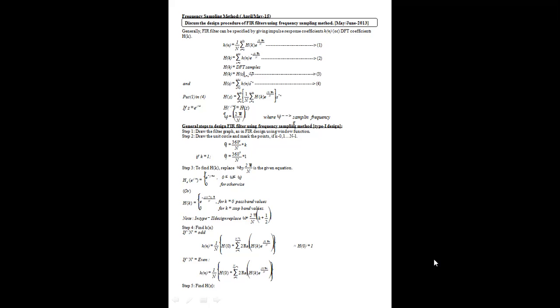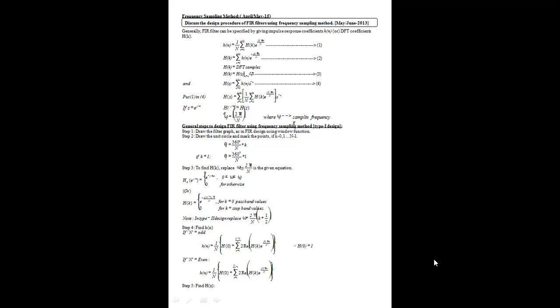Okay. So in the type 2 design, we replace omega equal to 2 pi by N, (k plus 1 by 2). Fourth step, we have to find the value of h of n. This will have two different sequences, one if N is odd and one if N is even. So h of n is equal to 1 by N times H of 0 plus the sum of twice the real part of this value. And if N is even, 1 by N of H of 0 plus summation up to N by 2 minus 1 of 2 times the real part of H of k e power j 2 pi k by N. The final thing is that we have to find H of z. So these are all the steps involved in the frequency sampling method.